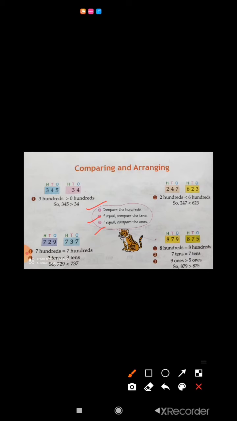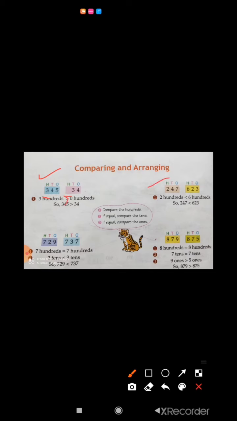Okay, now here few examples are given. First one is, here two numbers are given, 345 and 34, which is greater. First you have to see the hundreds place. Here in the first number you see 3 is given on hundreds place and here 0. So it is clear which one is greater. 3 is greater than 0 now. So put greater than sign here.